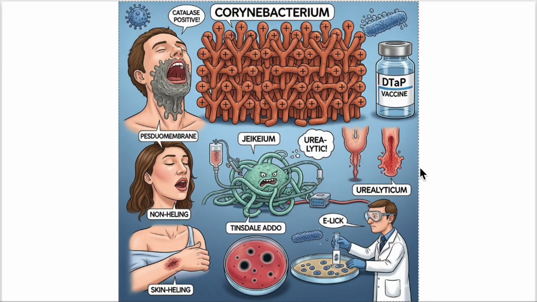We use methylene blue to see the metachromatic granules. Loeffler's medium enhances granules. Tinsdale agar has black halos for tellurite reduction. And then for toxin testing with diphtheria, we use the Elek test. It's spelled E-L-E-K, but I say ELIK to remember. PCR for the tox gene. And then for prevention, we do have the DTaP vaccine, which is a vaccine for diphtheria.